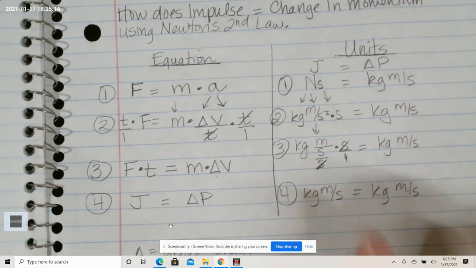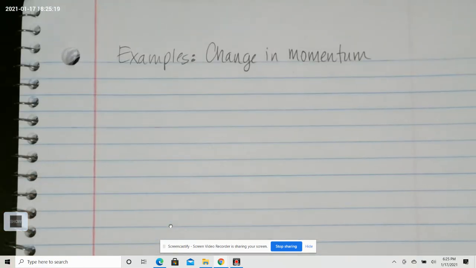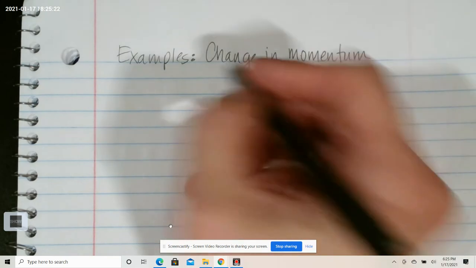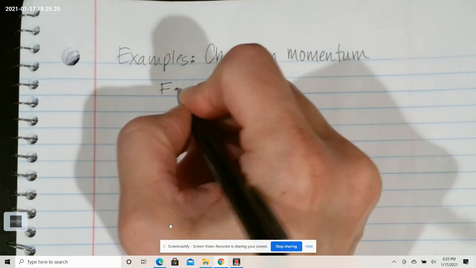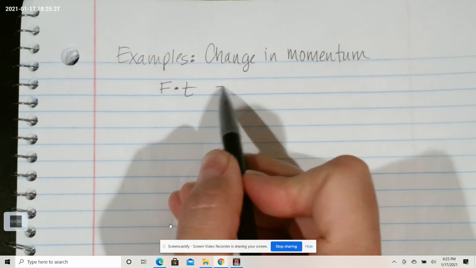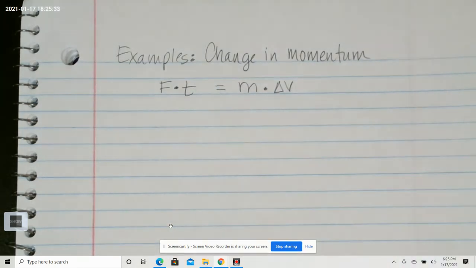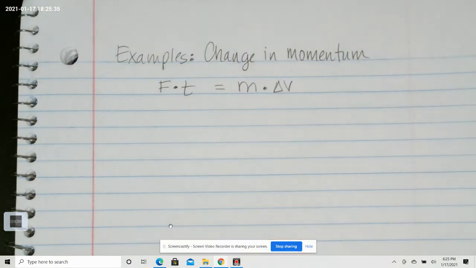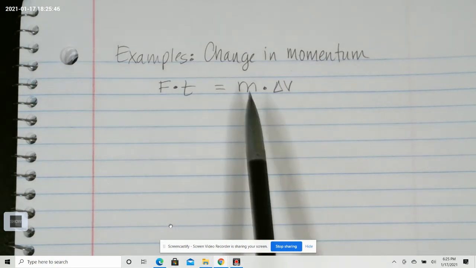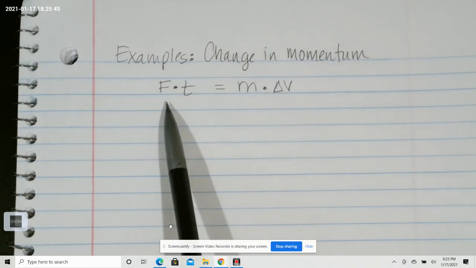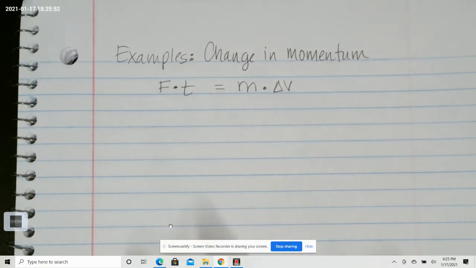So let's write that down at the top so we have that in our mind while we're doing this. So the equation we're going to be using or looking at the whole time is force multiplied by time, that's the impulse part, equals mass times change in velocity, or delta V, which is the change in momentum part. So that's the equation we're going to be focused on. So the math on this is going to be a tiny bit different than what we've been doing, because now we have two variables on each side instead of just one that we're solving for. So we're going to have to do a tiny bit of algebra, but it's pretty easy.